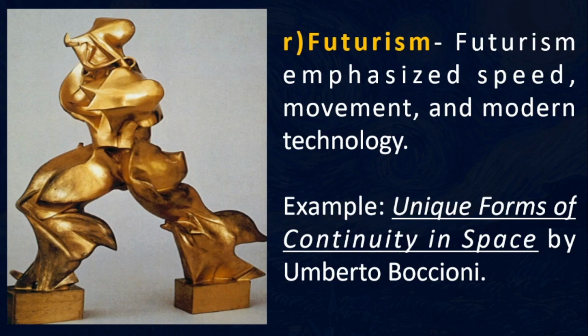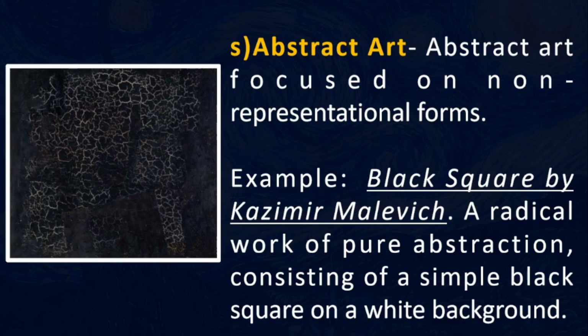Abstract art. Abstract art focused on non-representational forms. Example: Black Square by Kazimir Malevich. This radical work consists of a simple black square on a white background, reducing art to its purest form. It rejects traditional representation in favor of a new visual language. It symbolizes the beginning of suprematism and pure abstraction.